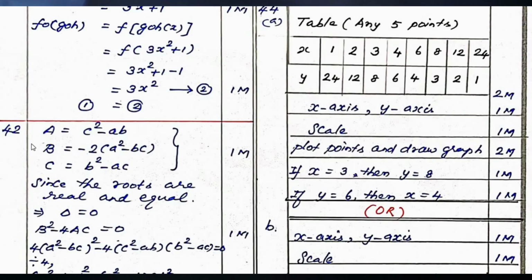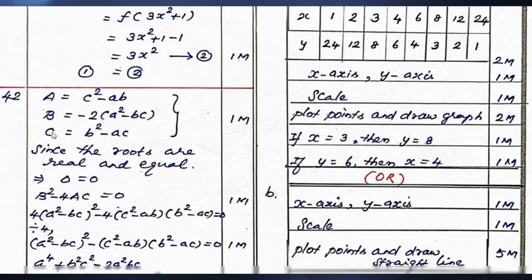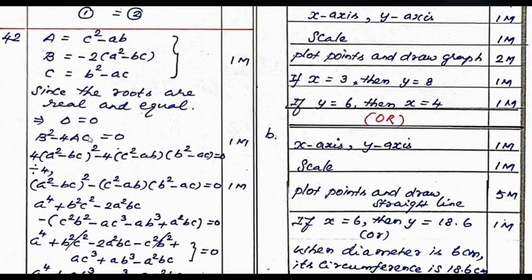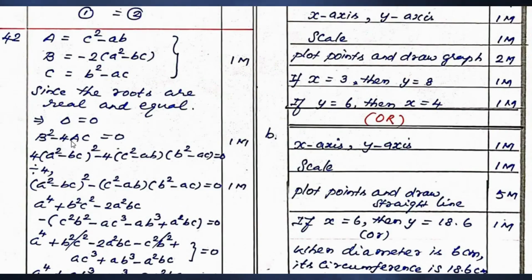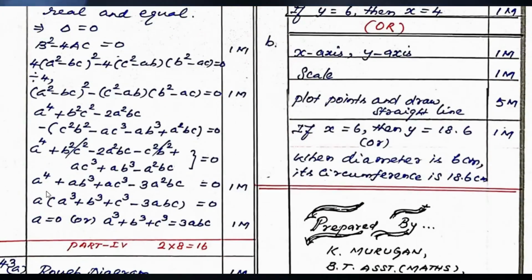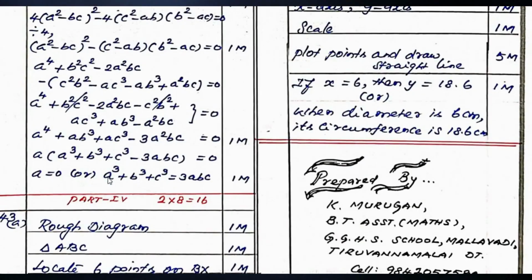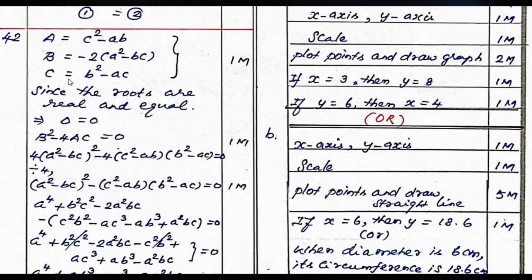Here the quadratic equation is given. Also, the roots are real and equal. So you find a, b, c values. Then since the roots are real and equal, therefore delta is equal to 0. Discriminant value b square minus 4ac is equal to 0. You apply a, b, c values in this formula and simplify. We get the answer: a is equal to 0, or a cube plus b cube plus c cube is equal to 3abc.